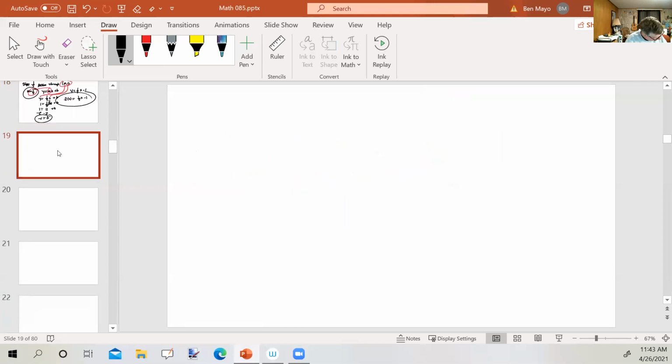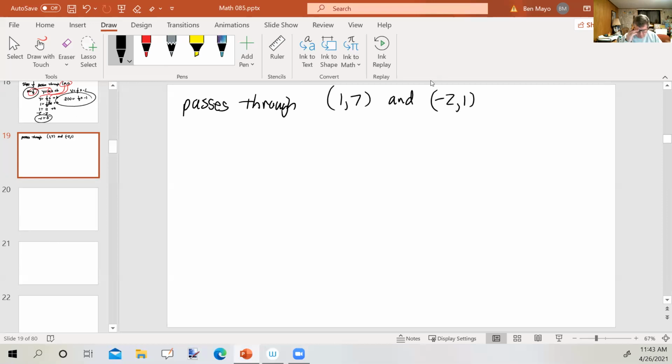Next we have a situation where it gives us 2 points. So again, write an equation for a linear function whose graph has the given characteristics. It passes through (1, 7) and (-2, 1).